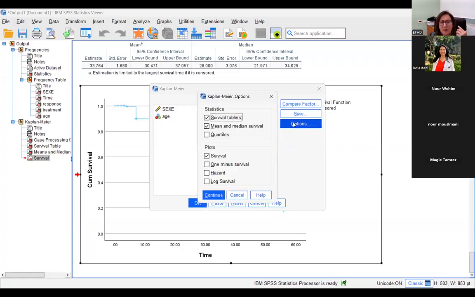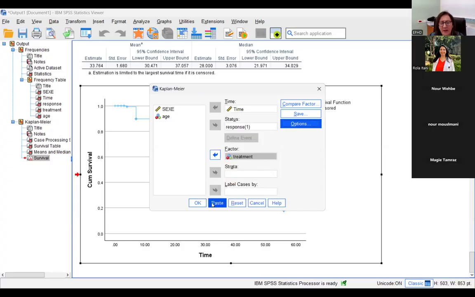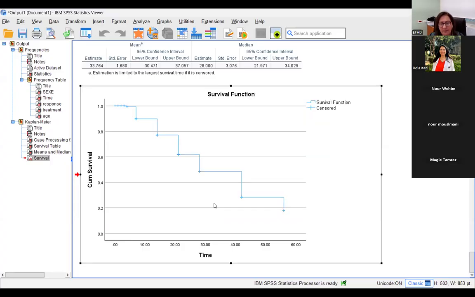Again, under options, I will remove the survival table. I don't need to see the survival table broken down by treatment. This is too much information, but I would like to see maybe the difference between mean and median survival between those who are on chemotherapy compared to those who are on chemotherapy and psychosocial support. And then again, I can go to paste.